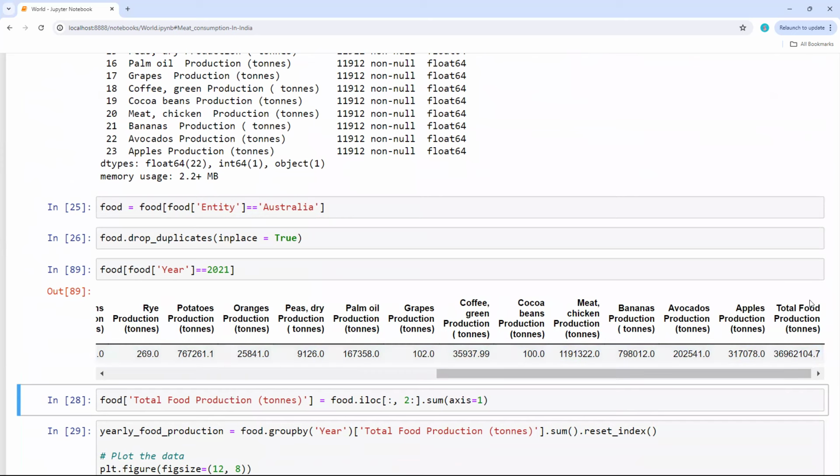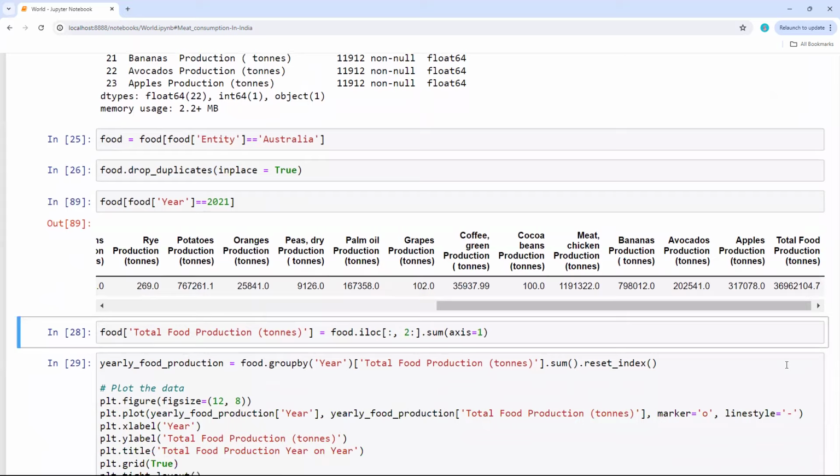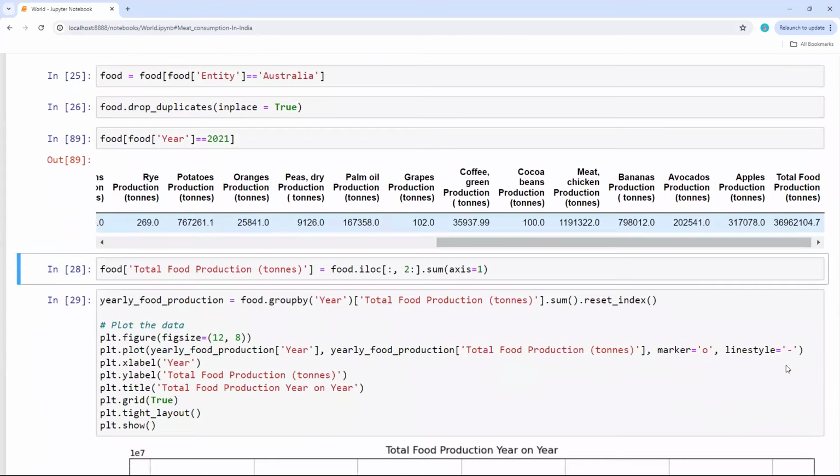And so if I look at the total combined food grains or food production, Australia is producing around 36 million tons of food. It could be all kinds of food combined, including meat. So that is a very good thing when it comes to food production.